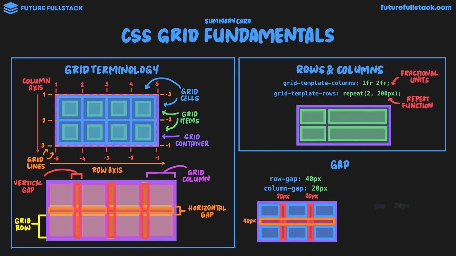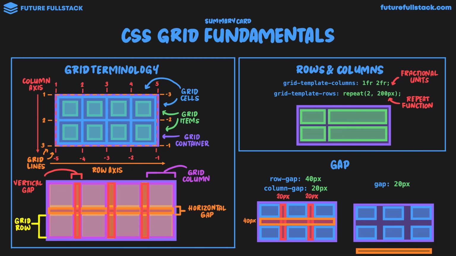We also looked at the gap property, which sets a gap value for both rows and columns at the same time. So in this example, a gap of 20 pixels will set 20 pixels of space between our rows and 20 pixels of space between our columns.